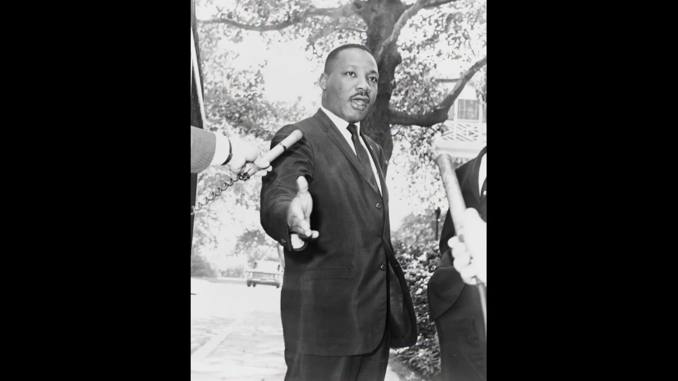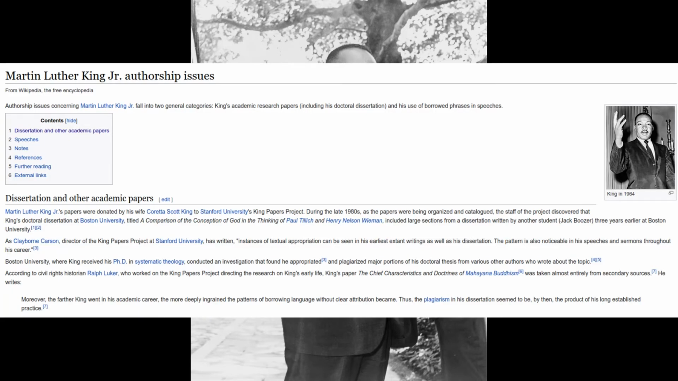King. He published a dissertation called A Comparison of the Conceptions of God in the Thinking of Paul Tillich and Henry Nelson Wieman. It was a 343-page document, and in those pages there were a number of issues. Perhaps the first and most obvious was that many of the concepts, specific words, and titles occurred in a similar location, purpose, and context from a dissertation only 3 years older than his own.